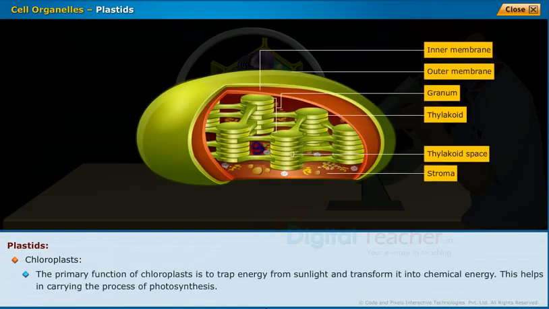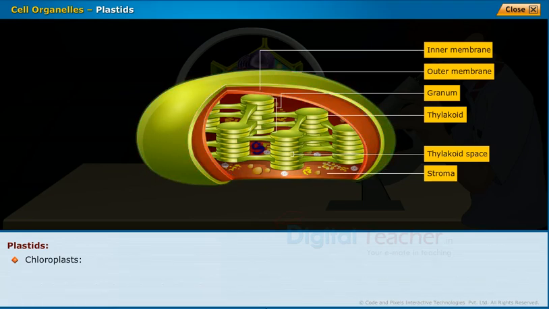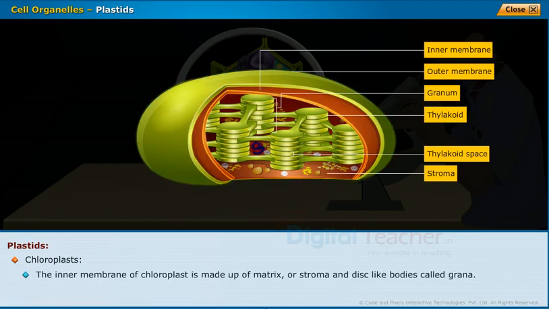Chloroplasts: the primary function of chloroplasts is to trap energy from sunlight and transform it into chemical energy. This helps in carrying out the process of photosynthesis. Each chloroplast is covered by a double-layered unit membrane. The inner membrane of chloroplast is made up of matrix or stroma and disc-like bodies called grana.